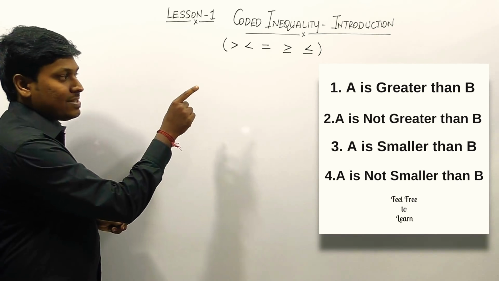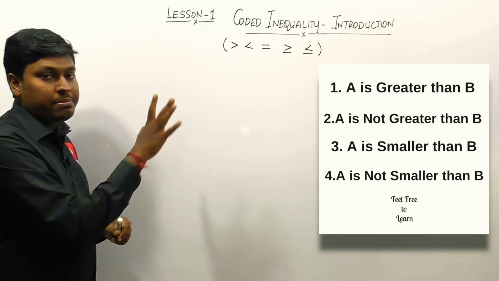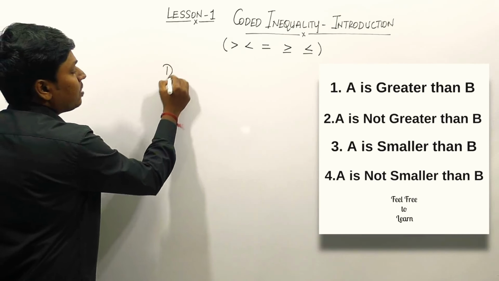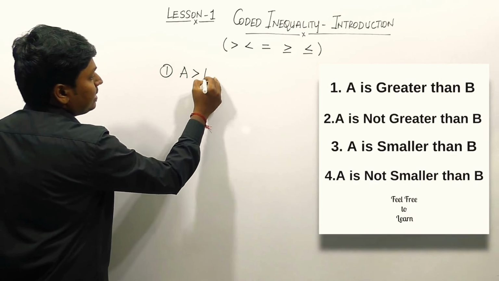Listen here, the first condition is A is greater than B. It's a direct condition, right? So A is greater than B. So the answer for question number 1 is A greater than B.